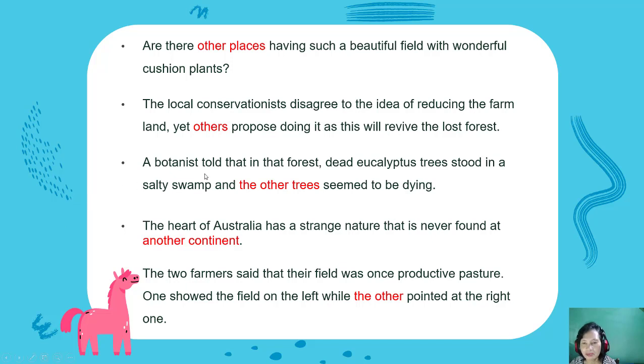A botanist said that in that forest, eucalyptus trees stood in a salty swamp, and the other trees seemed to be dying. I want to show you this is the other trees. It is definite. Why is it definite? Because the trees belong to that forest. In that forest we have eucalyptus trees and other kinds of trees. That's why we have the other trees, the trees which are in this forest. So this is definite, while here it is not definite.